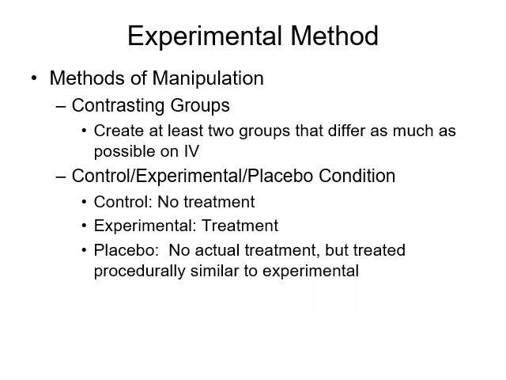So that method of manipulation, generally speaking, we need to create at least two groups that differ as much as possible on the IV. And again, last week we talked about this a little bit in terms of power. The bigger the difference between your groups, the more likely you are to find a difference in your actual DV or your outcome. So things we can look at are control groups, experimental groups, and possibly placebo conditions.